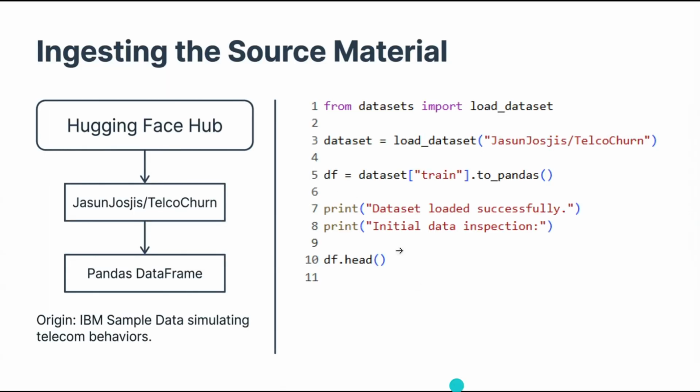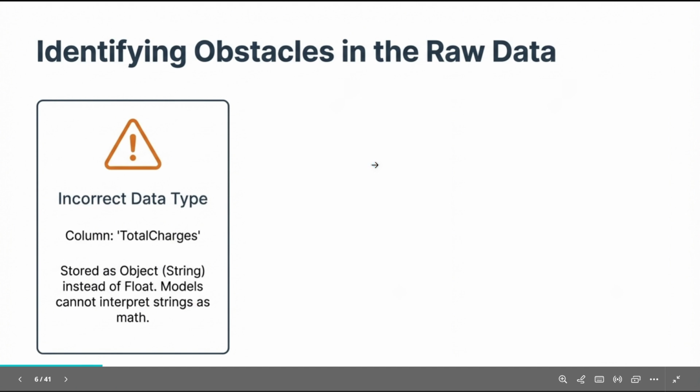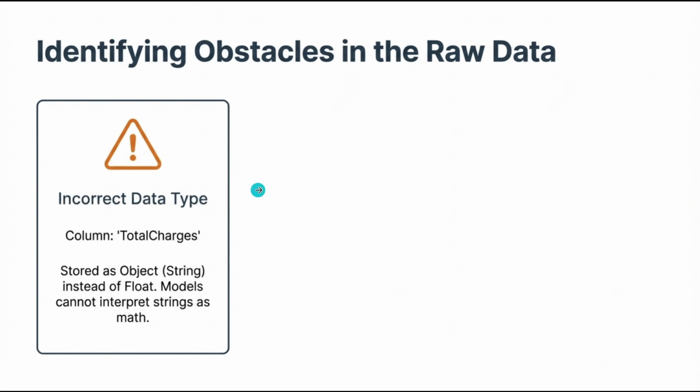Wait, why would it think money is text? Usually it means there are some sneaky, non-numeric characters hiding in there. Maybe a space, maybe a symbol. But the point is, if we feed text into a mathematical algorithm, the pipeline explodes. You can't multiply the word money by 5. So red flag 1, the money column is disguised as text. We have to fix that.